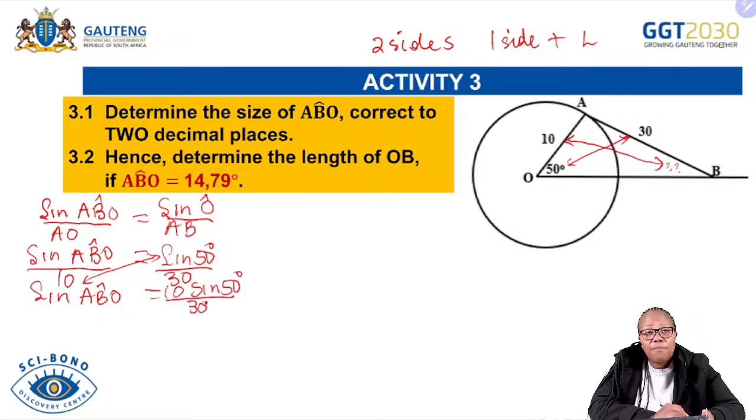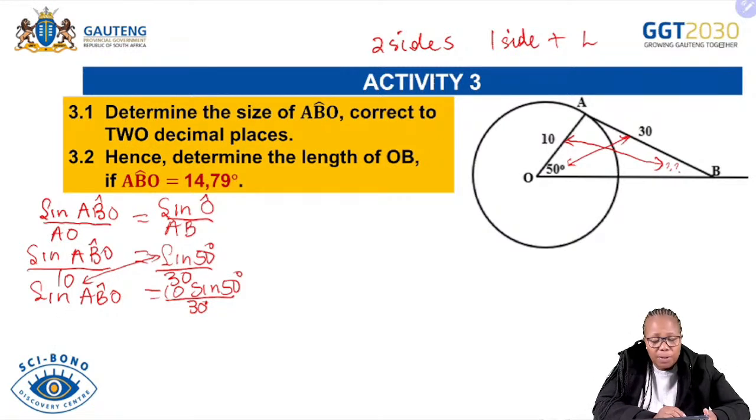Okay, I am avoiding simplifying partially. I'm waiting for the final answer. It's only then that I can touch my calculator, because rounding off in between in trigonometry will always affect your final answer. So we are avoiding that by all means, grade 12s.